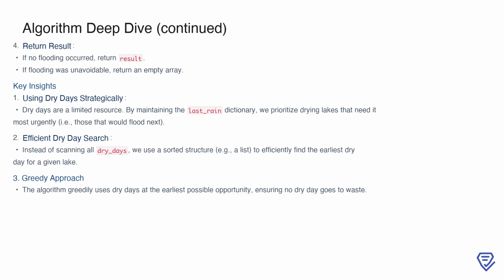The key insight here is to use dry days strategically. By maintaining the last_rain dictionary, we can prioritize drying lakes that are most at risk of flooding. Additionally, we make the dry day search efficient by keeping the dry_days list sorted so we can quickly find the earliest valid dry day for a given lake. This greedy approach ensures that dry days are used in the most effective way possible to prevent flooding.